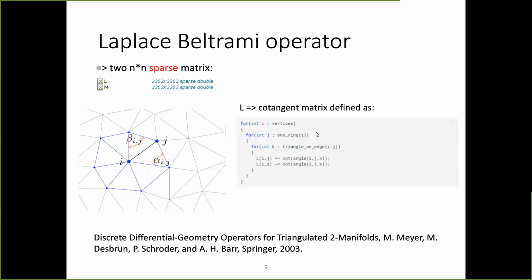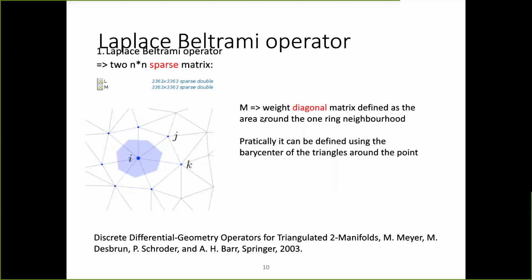So that's one example of it. That's called the cotangent matrix, and in the rest of the presentation, I will use the notation L for it, right? The other one that we need is a matrix that gives you the weight that you should give to each point.